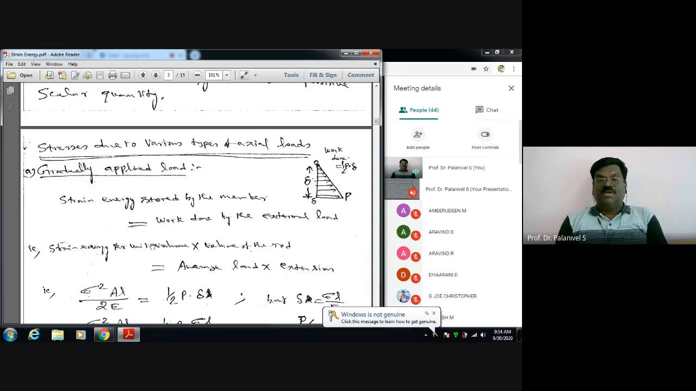Suppose the body is subject to impact load. You have some weight, you are not keeping the weight on the body, you are allowing it to fall from some height on the body. In that case, what will be the stress induced in the material of the body? When some weight is kept on the body, you know how to compute it: that weight divided by the area of cross section of the body will give you the stress. But if the weight is allowed to fall from some height, what will be the stress induced? That is impact force.